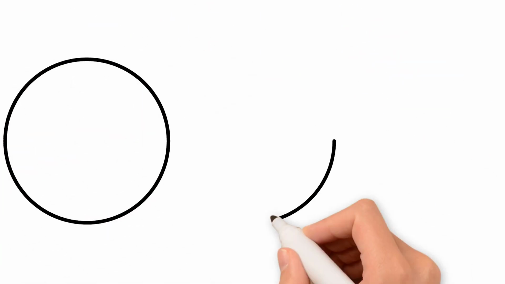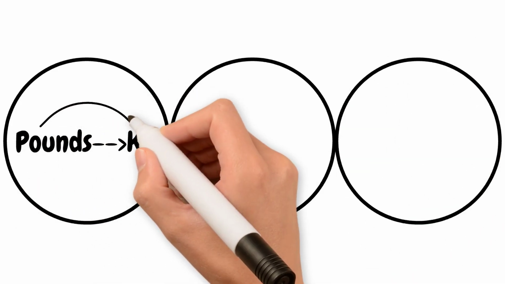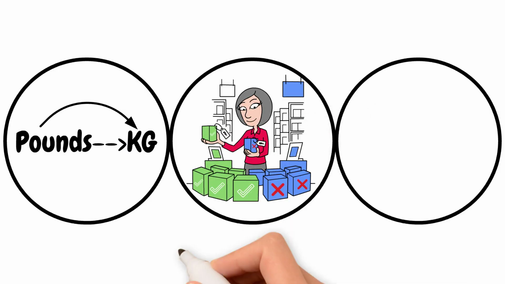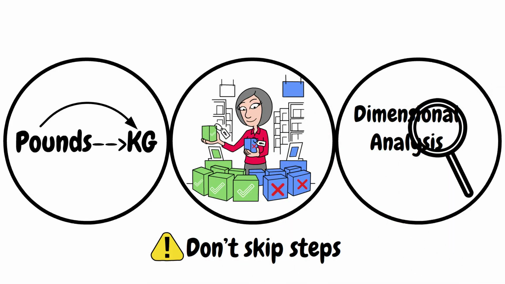Here are 3 quick tips to avoid dosage drama. Always convert pounds to kilograms. Label every unit in your setup. Don't skip steps. Use dimensional analysis to catch mistakes.